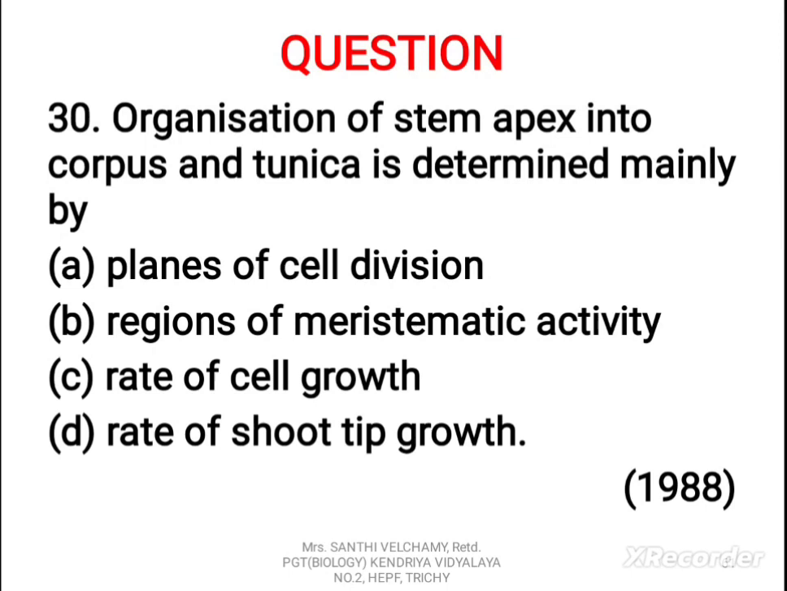So the organization of stem apex into corpus and tunica is determined by A. Planes of cell division, B. Regions of meristematic activity, C. Rate of cell growth, D. Rate of shoot tip growth. So the correct answer is A. Planes of cell division. So that is tunica and corpus. That concept was given by Schmidt in 1924 and it was based on the plane of divisions of cells.